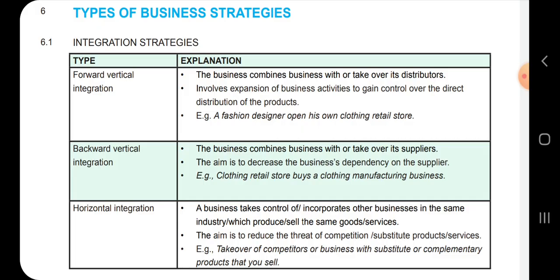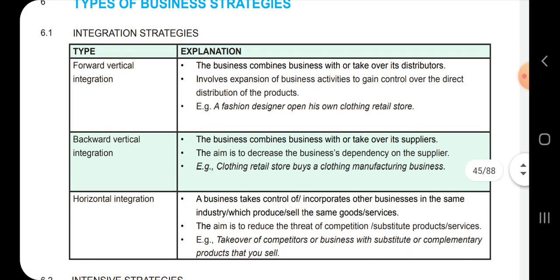And then the backward vertical integration, the business combines with or takes over its suppliers. Let's say we are buying maize meal from a certain supplier. So we decide to buy this supplier so that we can supply ourselves with this maize meal and sell it. That is backward vertical integration. So forward, you are buying what is taking your product forward, and then backward vertical integration, you are buying what you need for your business to exist. So the step that has to be taken for your business. So it's backward. You're going forward. I need maize to come into my business so that I can sell it further. So I am buying the business that comes before me.